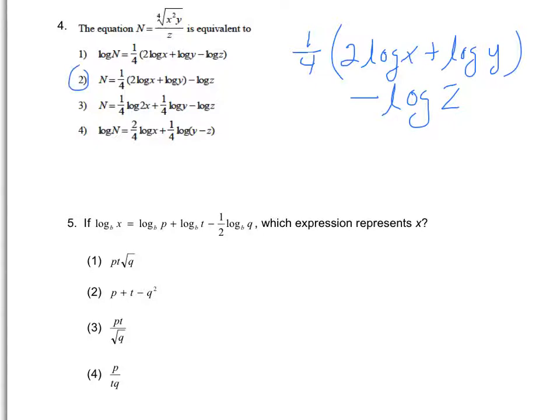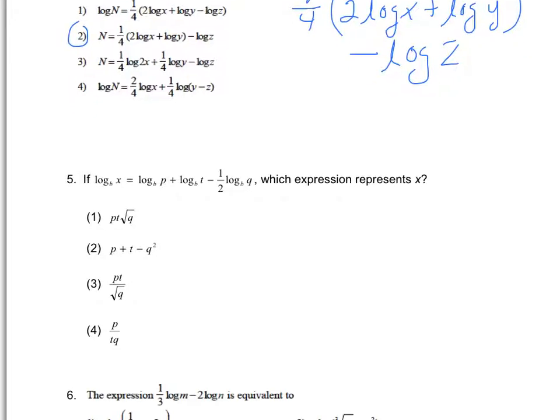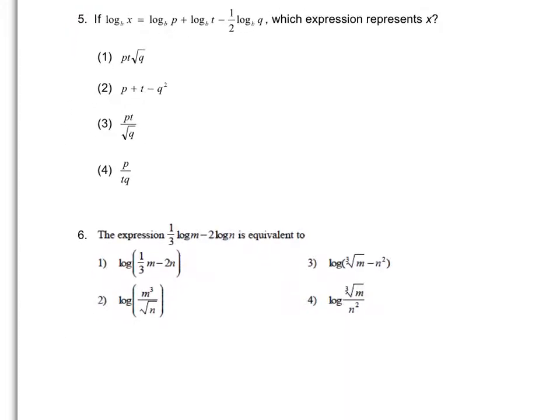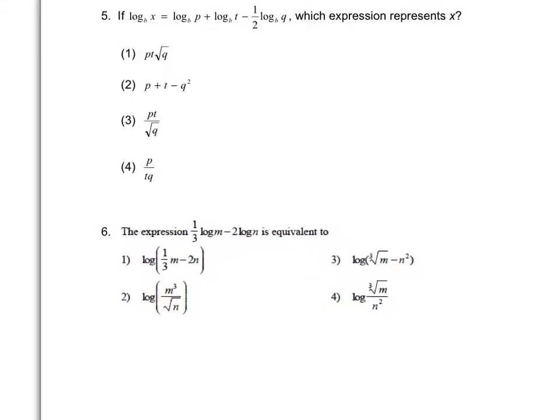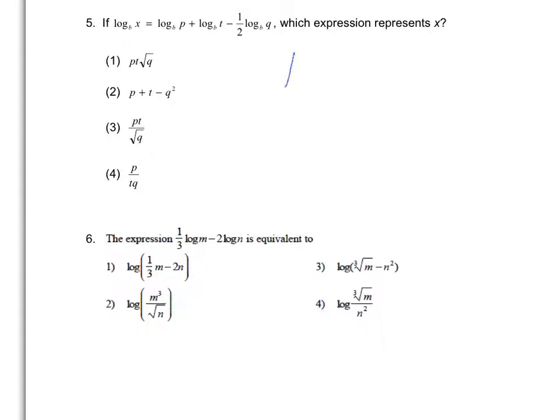All right, let's go on to number 5. Log b of x equals log b of p plus log b of t minus 1/2 log b of q. I have common bases, so I can use the properties. Okay, so addition means multiplication. So p times t, subtraction means division. Half means raising to the half power. Q to the half power means the square root of q. So it's choice 3.